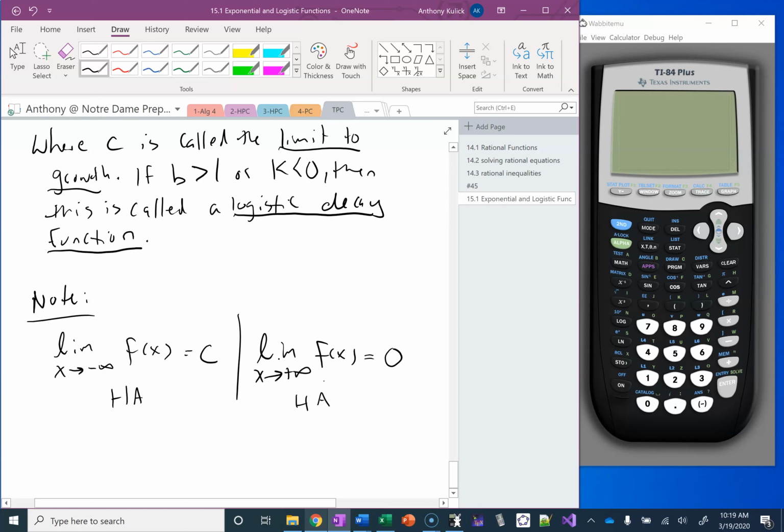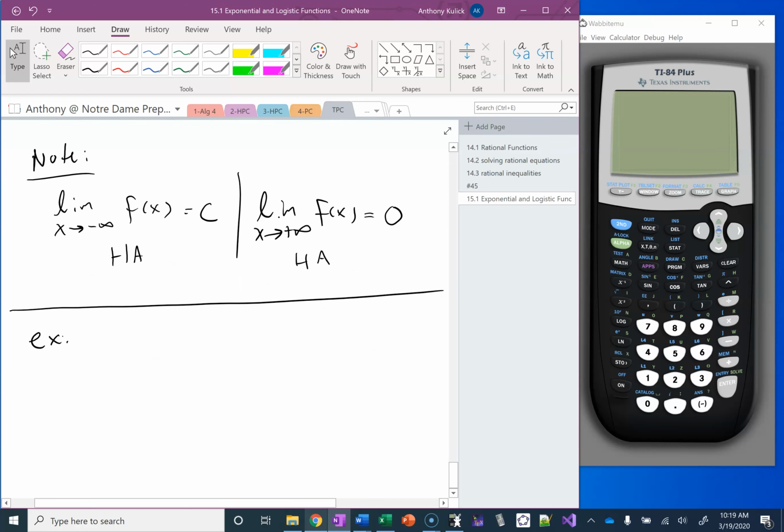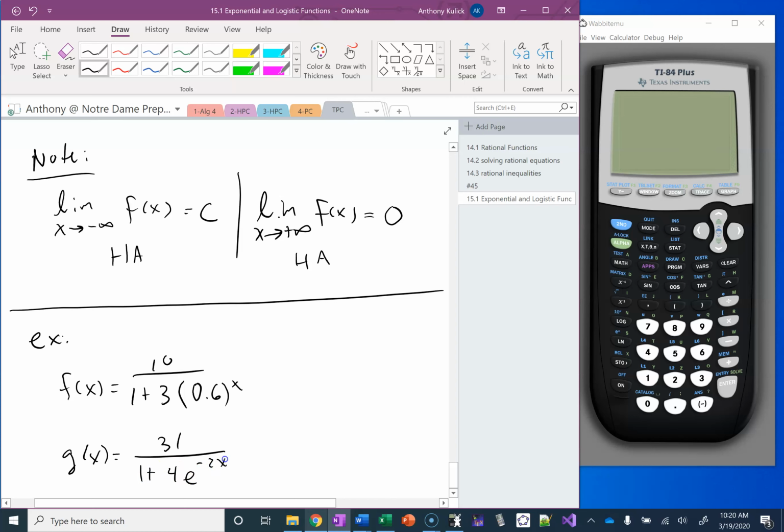So let's just graph one of these on our calculator and kind of see what they look like. Or maybe we'll graph a couple on our calculator to kind of see what they look like. So this first one we're going to graph is 10 over 1 plus 3 times 0.6 to the x. And then just for grins, after that we'll graph a second one. That'll be 31 over 1 plus 4e to the negative 2x.